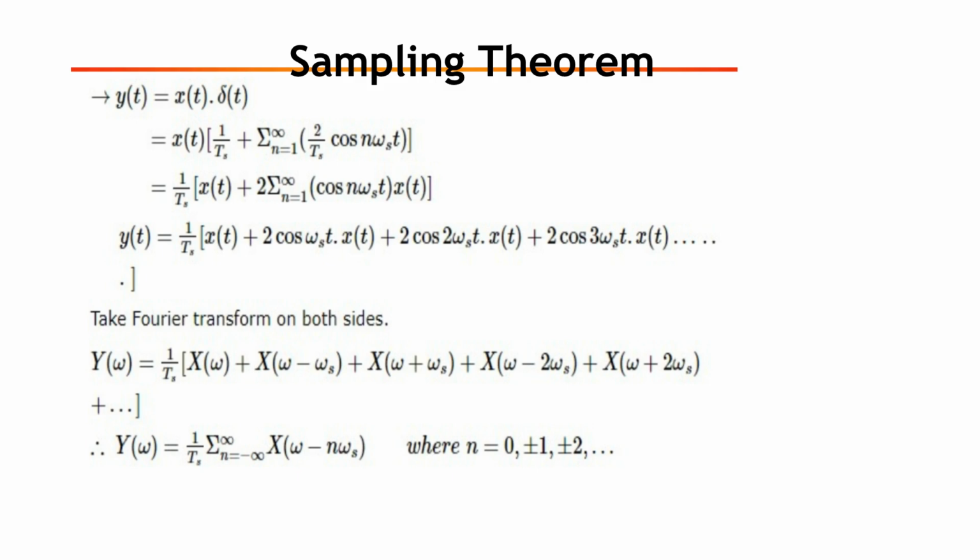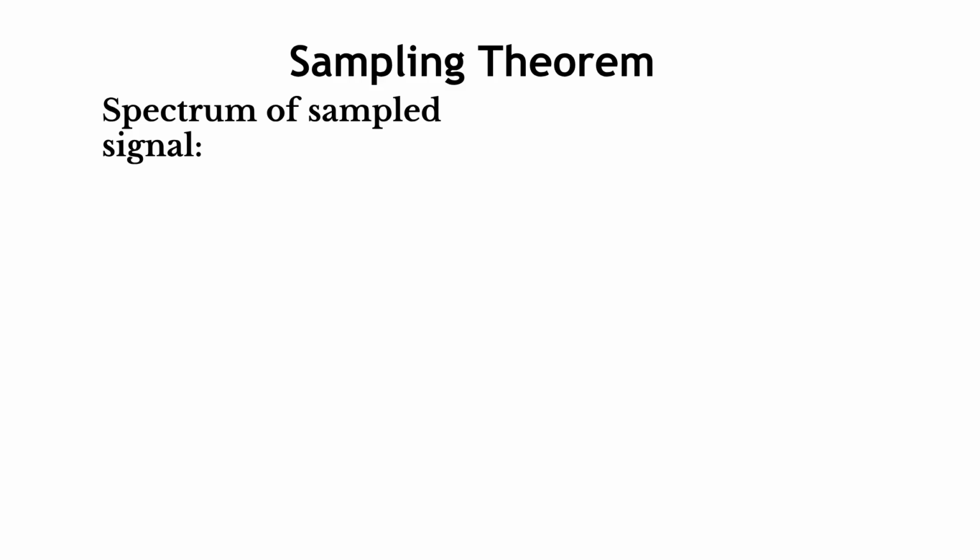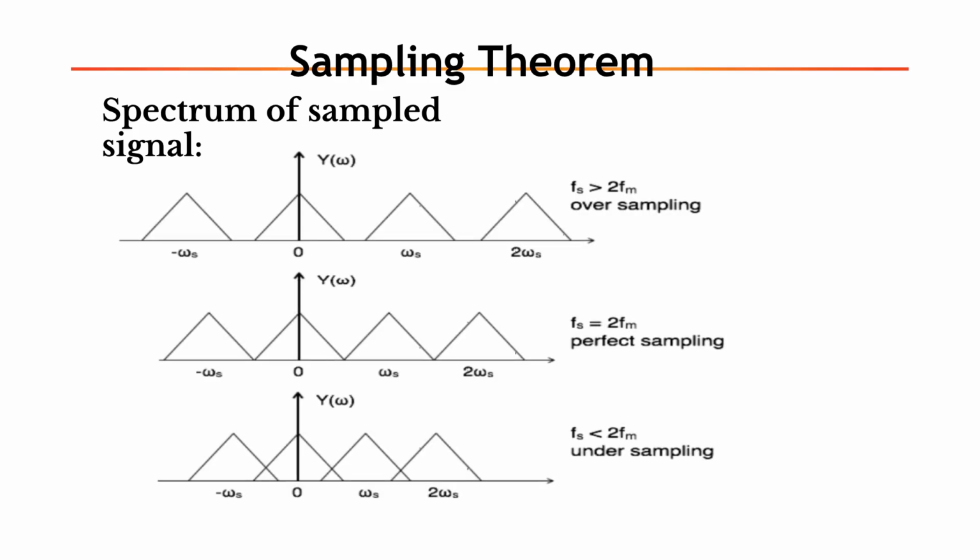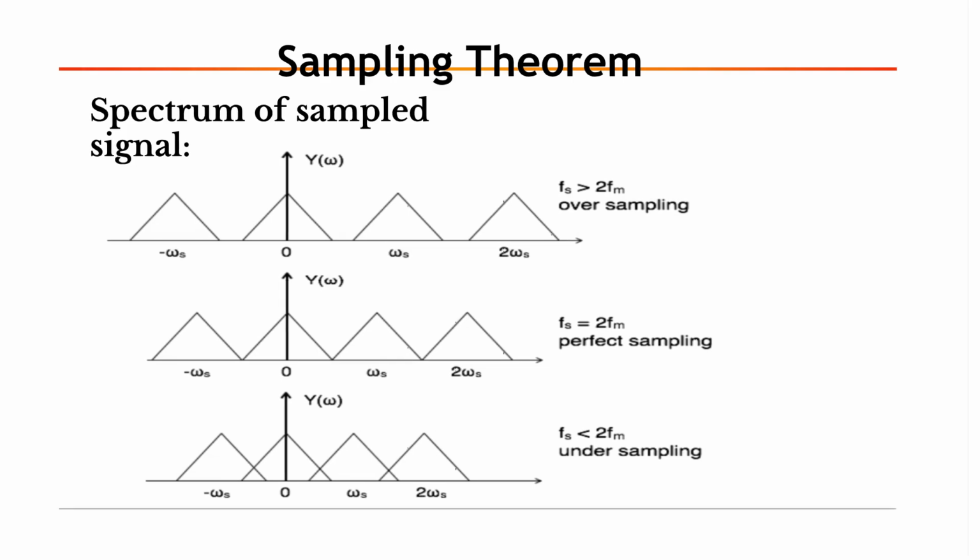By substituting the Fourier series coefficients into the expression for y(t) and taking the Fourier transform, we arrive at the frequency spectrum of the sampled signal Y(omega). The spectrum of the sampled signal is shown for different sampling rates. Oversampling, perfect sampling, and undersampling demonstrate how the frequency components are affected.